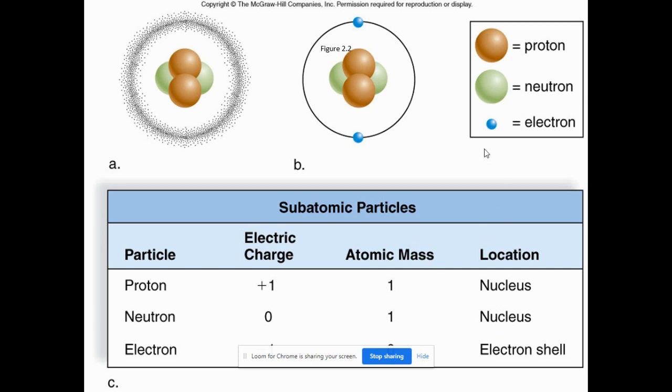All right. So let's kind of get back to the subatomic particles. All right. So again, protons and neutrons are in the nucleus. Electrons are outside the nucleus in these shells. All right. And then you have the electric charge. Sorry, proton being positive, neutrons being neutral, and the electrons being negative.